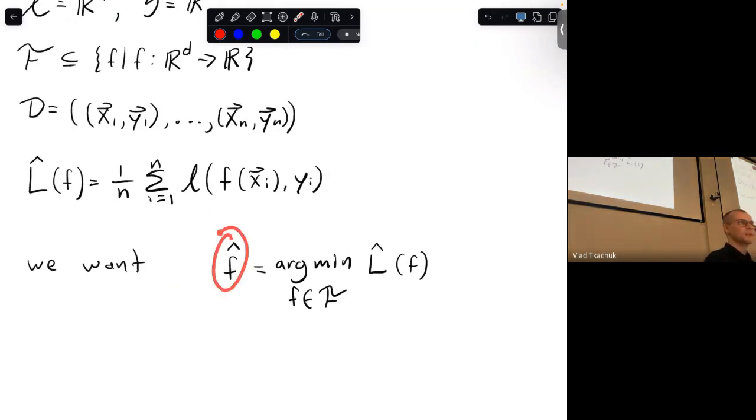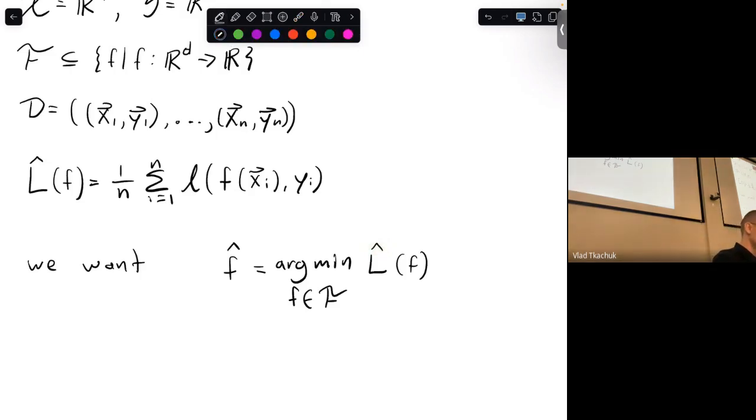Okay, so why f hat? Why not f star? The answer is that we're going to reserve f star, a little bit later in this course, for the argmin of L, the true expected loss. So there's a minimizer of the true expected loss, and there's a minimizer of the estimated loss. The thing we really want to find is the minimizer of the true expected loss, but we don't have that, so we have to use this L hat.